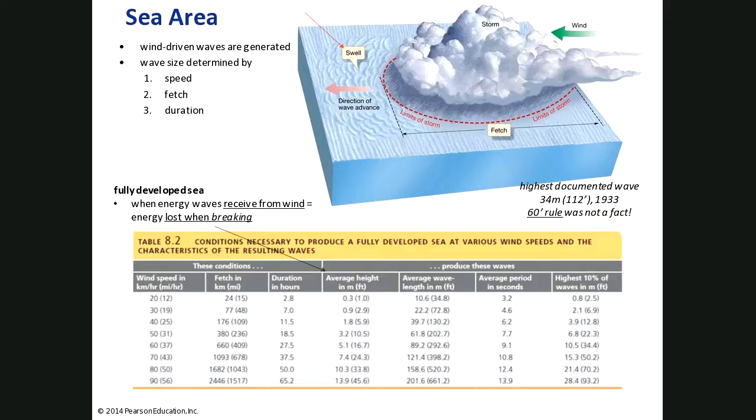I like this though. Check this out. The wind blows 90 miles an hour. Average wave is 45 feet tall. The top 10% of waves when the wind is blowing that fast can approach somewhere in the vicinity of 94 feet. That's the top 10%.